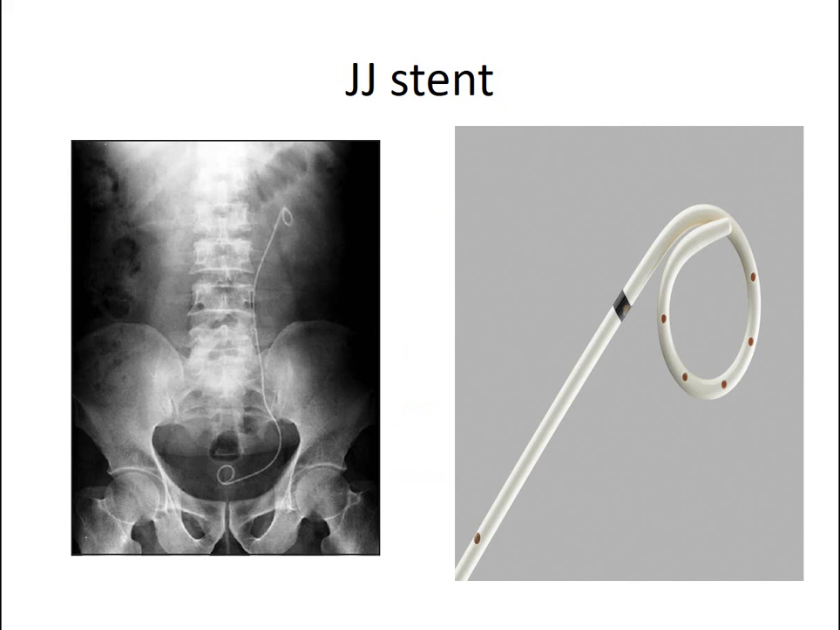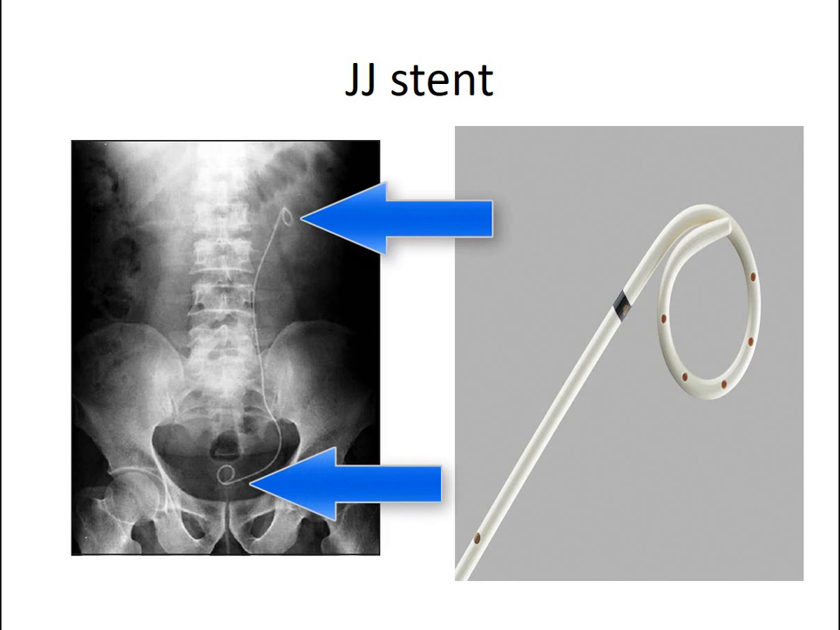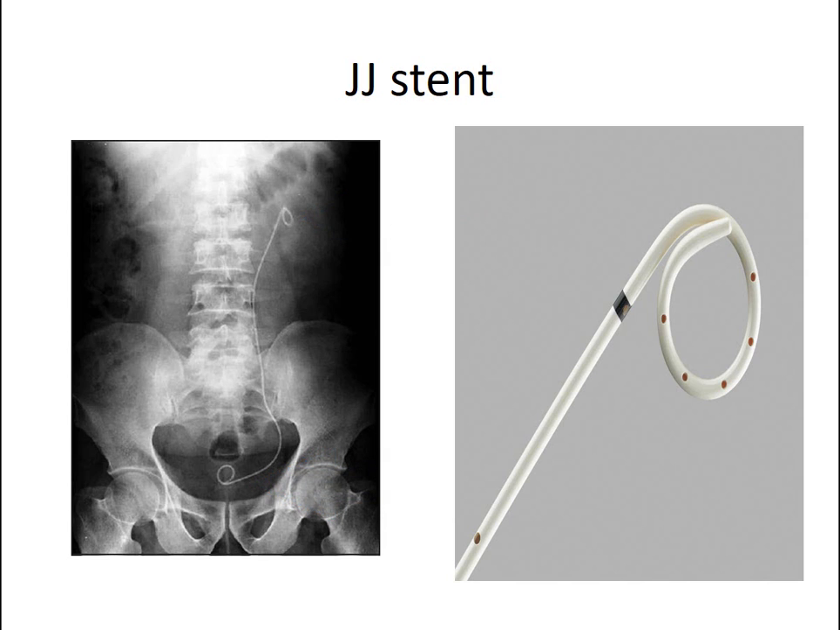This is an example of a double J stent. Facing the screen, the left side is it in place. You see a curl sitting up in the kidney and a curl in the bladder. This just shows you what the curls look like. By placing a guide wire through this stent, it straightens it out to allow us to put it in through a specialized scope, a cystoscope.